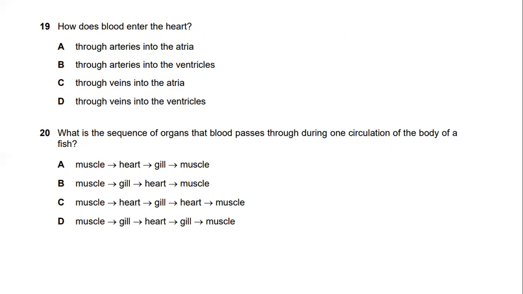What is the sequence of organs that blood passes through during one circulation of the body of a fish? Oxygen diffuses into the blood from the gill, then to the heart, then to the muscles. The answer is C. Muscle, heart, gill, heart, muscle, gill, heart, muscle. So the answer is B.